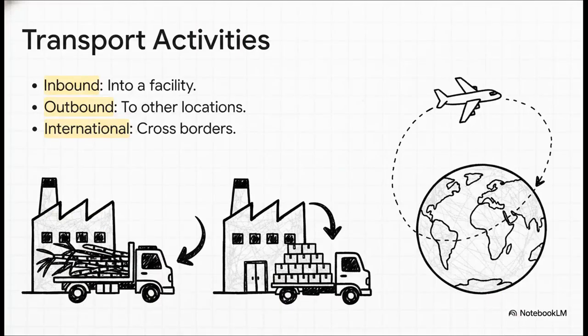Before you even think about picking a vehicle, you have to know what kind of activity you're dealing with. Are we talking inbound transport? That's when you bring raw materials into your facility, like delivering fresh sugarcane right to a sugar mill. Or is it outbound transport, where you're sending finished goods, like that processed sugar, out to distribution centers? And then, of course, there's international transport. This involves cross-border movements, like flying sensitive medical equipment all the way from Canada to a hospital here in Thailand. Figuring out the exact activity is absolutely your first step.